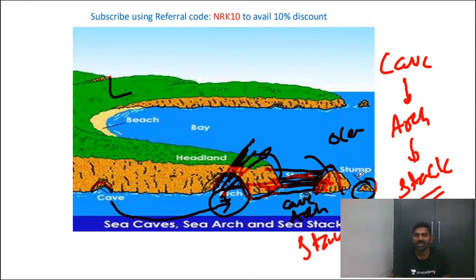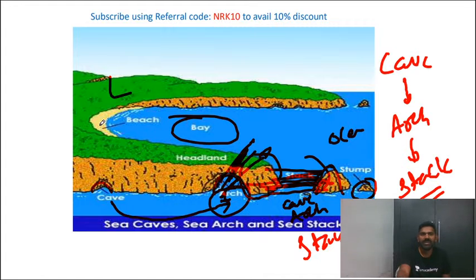These are called coastal topographies. What kind of topographies? Erosional topographies. So cave to arch, arch to stack, stack to stump. Now when the water comes too much inside and breaks, it will also create something called a bay. Okay, so Bay of Bengal, like that bay.